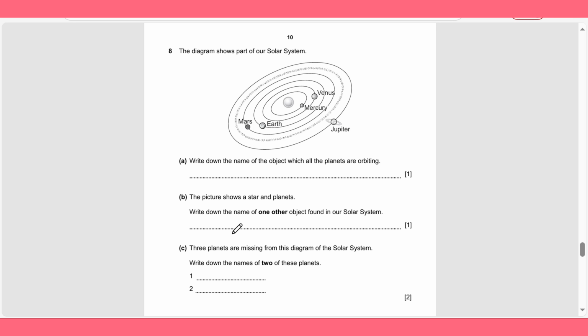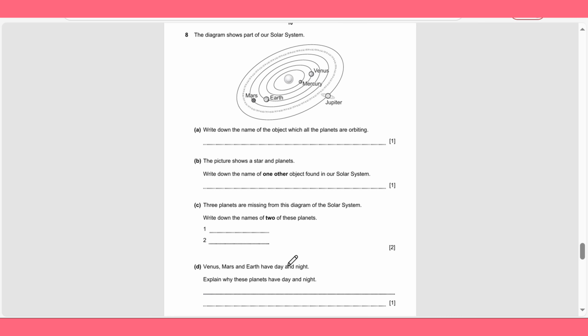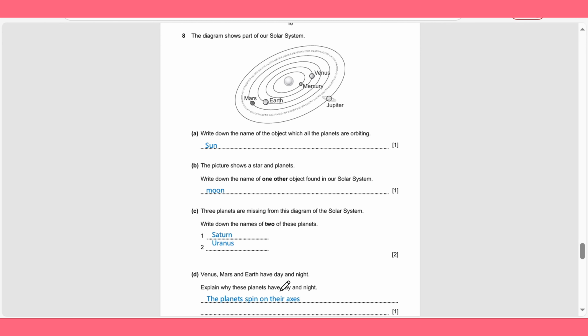I believe you know this very well, right? Let's check it out. So guys, it's Saturn and Uranus. Let's move on to D. Guys, Venus, Mars, Earth have day and night. Explain why these planets have day and night. You know the reason guys? Let's check it out. Okay guys, the planets spin on their axis.